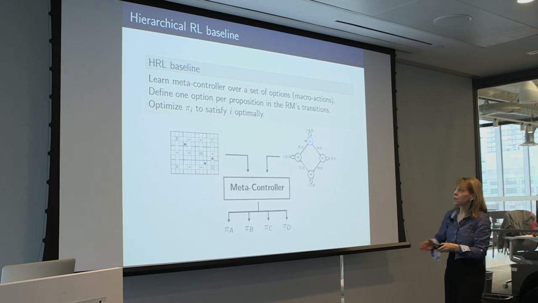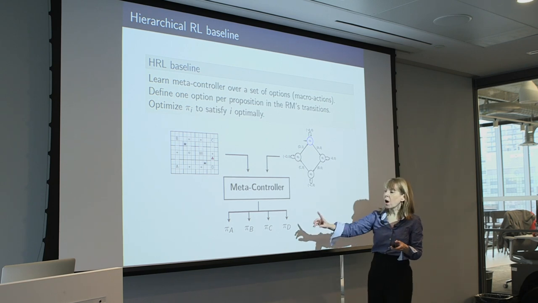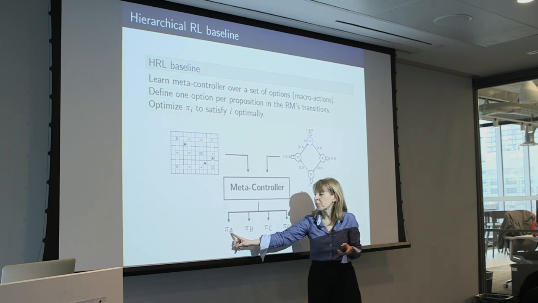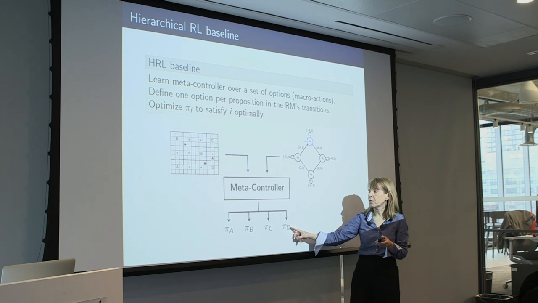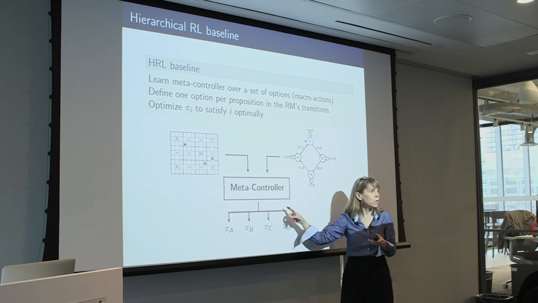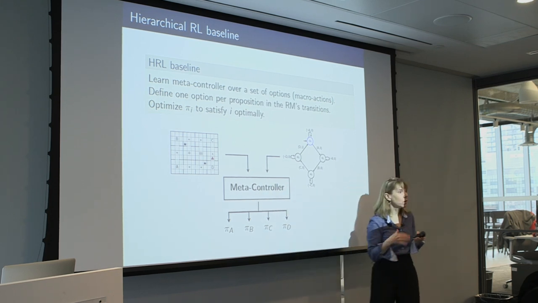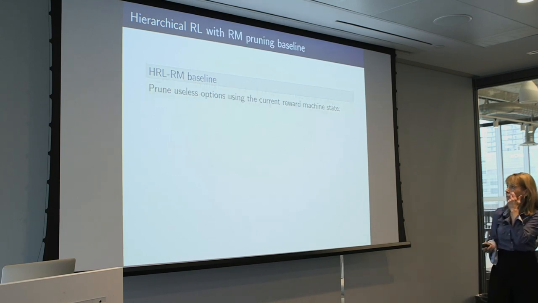So for example, in this particular case, we're going to learn options or policies for A, for B, for C, and for D, and we're going to have a meta-controller that's going to choose what we're going to do, much like options.